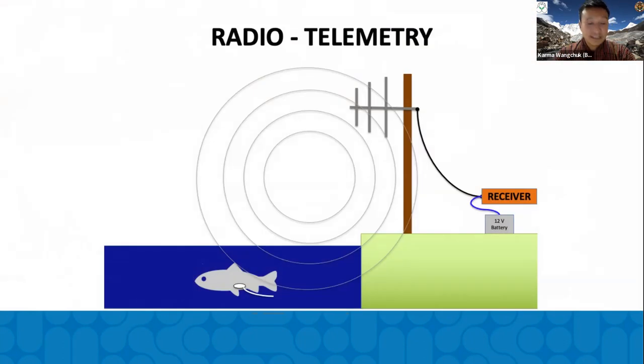So we use radio telemetry for our study for tracking the movement. We'll have a fish with a radio transmitter and a receiver station along the riverbanks. As and when the fish moves, it picks up, and that's how we find out where the fish is at a certain point in time. Basically a radio telemetry setup.